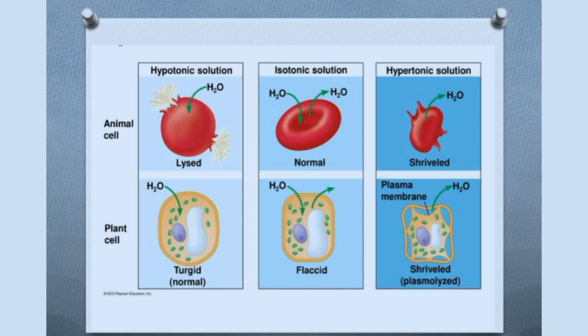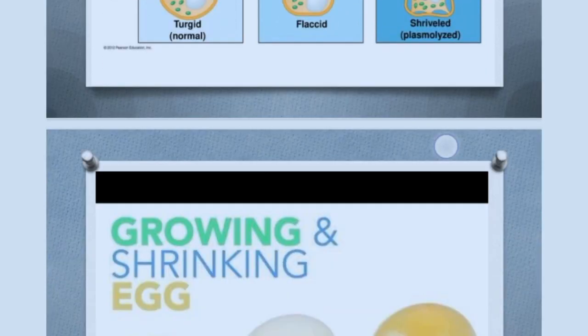In hypotonic solution, the animal cell gets lysed or burst because more and more water enters it. Plant cell also becomes turgid. Its size increases. In isotonic solution, both plant cell as well as animal cell show the normal size. In hypertonic solution, animal cell gets shriveled or shrinks. Even plant cell gets plasmolyzed, or it shrinks in size.